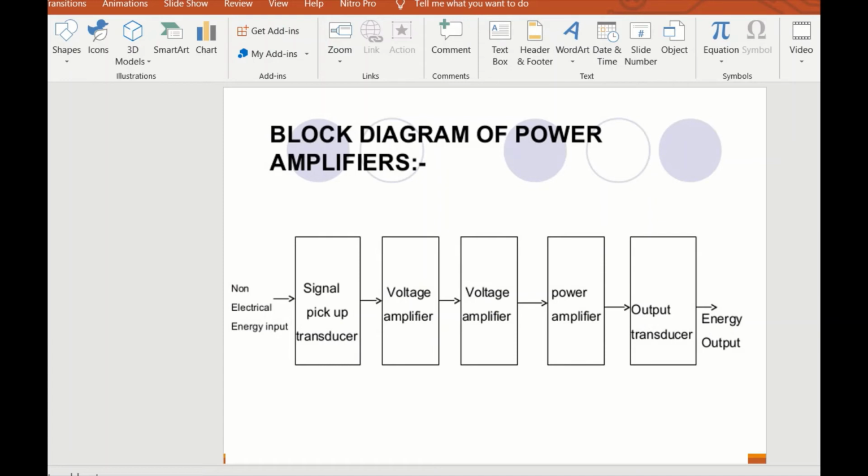So it will be passed through the power amplifier, and then it will be given to the output transducer, where, suppose a loudspeaker is there, that again converts the electrical energy into sound energy. So we have this type of power amplifier. In power amplifiers, voltage amplifiers are used at the initial stages, and the power amplifier is used at the last stage. So that will make a complete system.